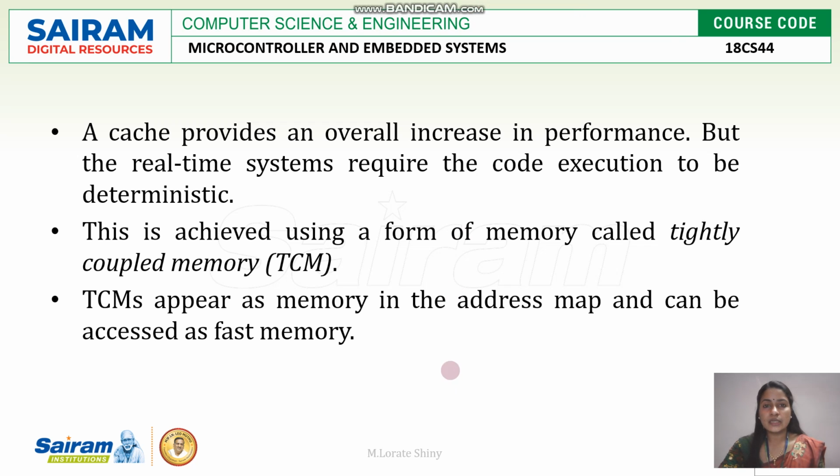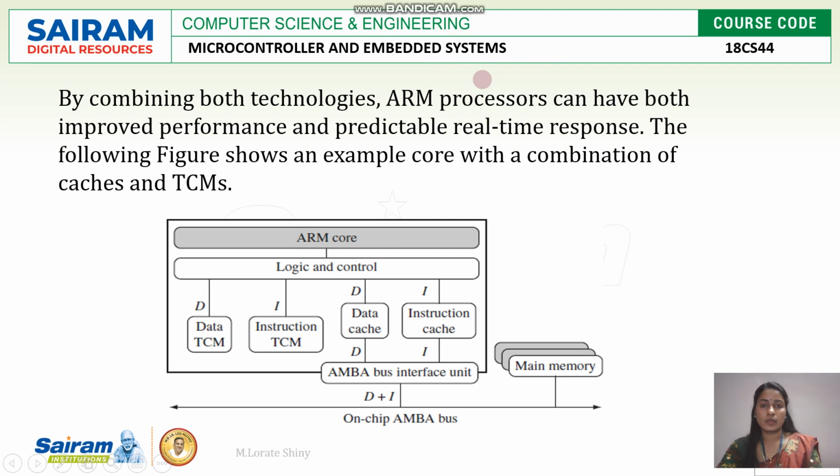So we have seen two types of architecture, von Neumann and Harvard style architecture. In both the cases we have different types of cache memory. So if we combine, what will happen? If we combine both types of architecture, we can have both improved performance and also predictable real time responses. So in this diagram you can see the combined one. Both architectures are combined here.